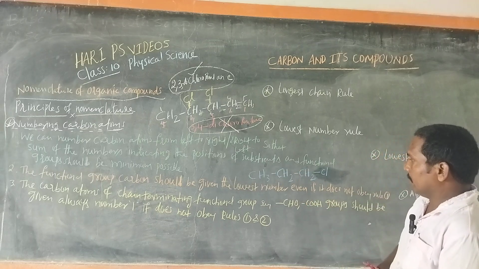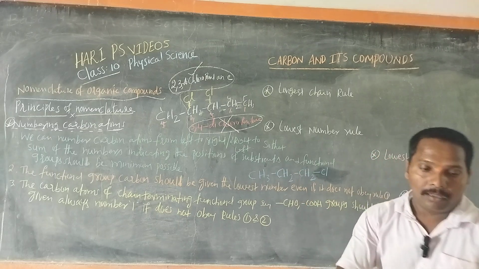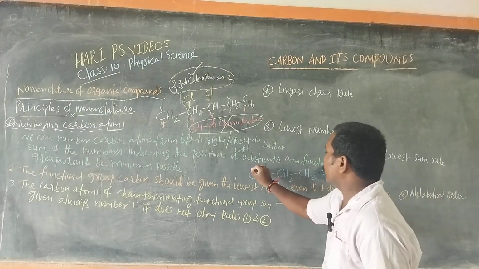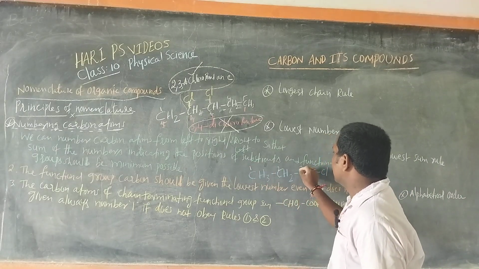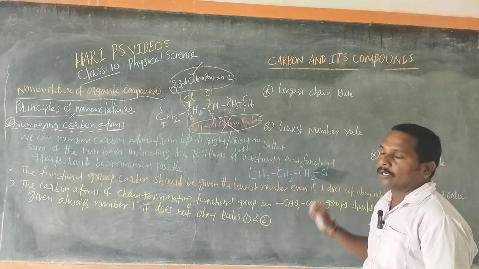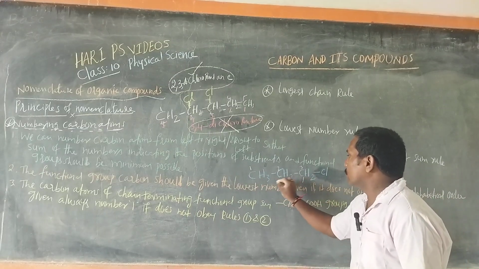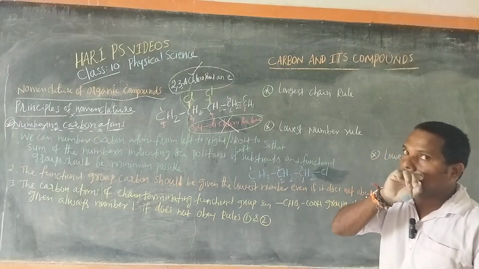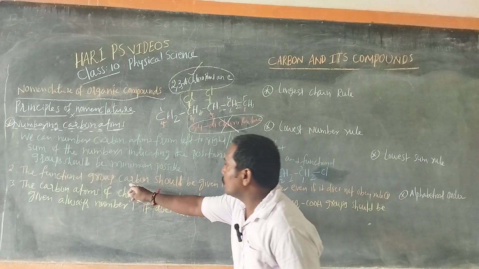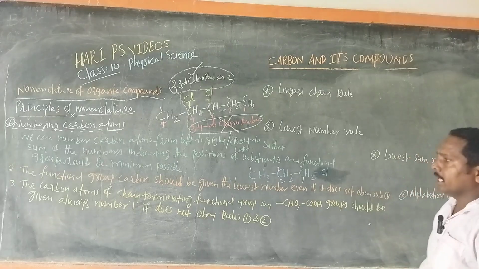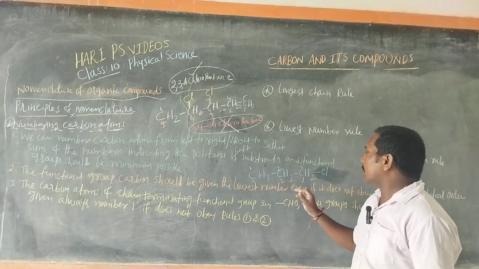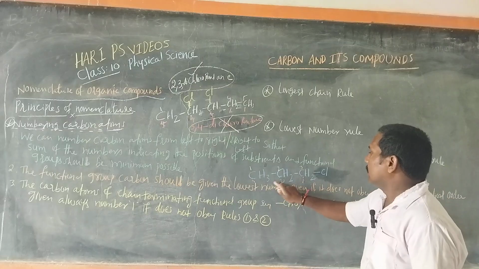So count the carbon atoms. 1, 2, 3. From left to right, 1, 2, 3. From right to left also 1, 2, 3. But the functional group carbon should be given the lowest number. So which carbon atom has the functional group?